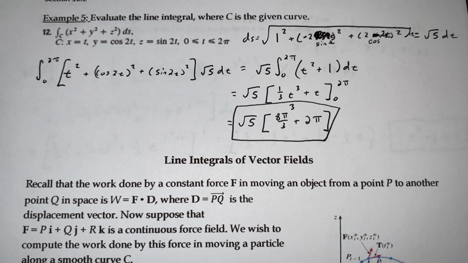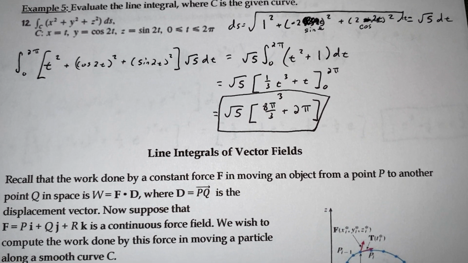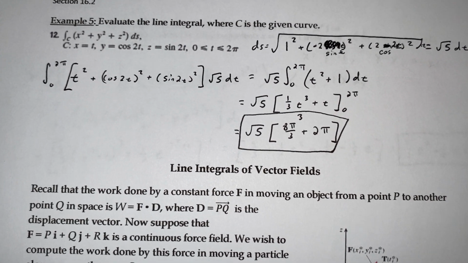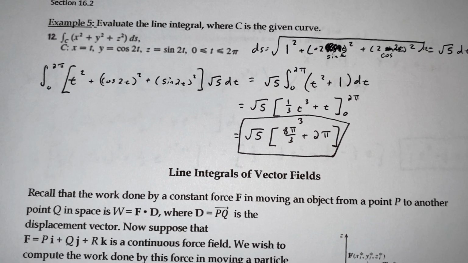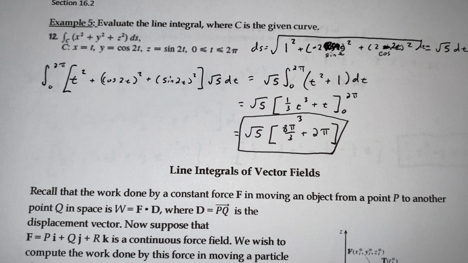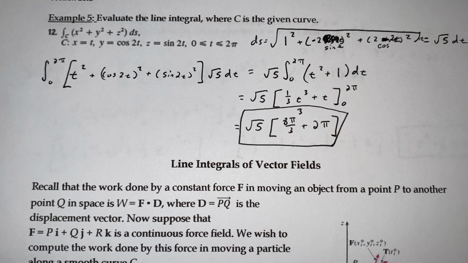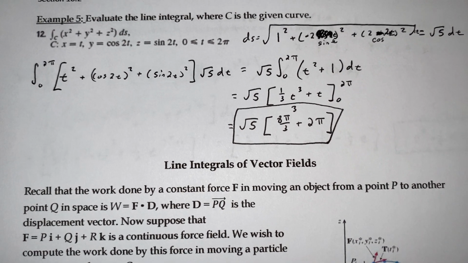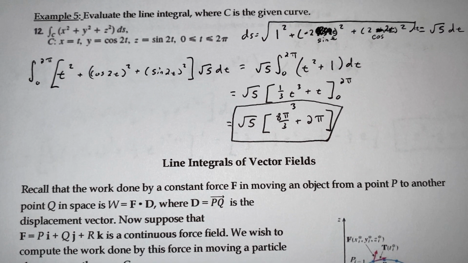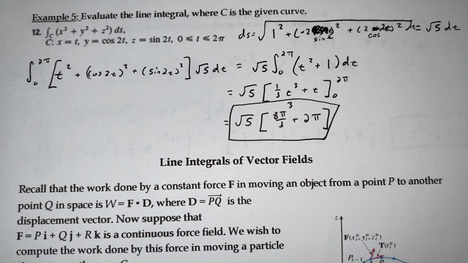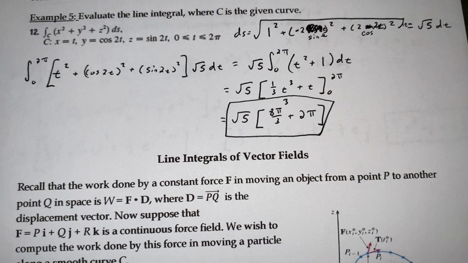So, going over example 12, we're going to evaluate this line integral where C is a given curve, defined by x squared plus y squared plus z squared. So here we have it of three variables. We first need to make sure that we have these in parametric form, which we do. We have x equals t, y equals cosine 2t, and z equals sine of 2t. So all we really have to do is just plug it in and integrate.